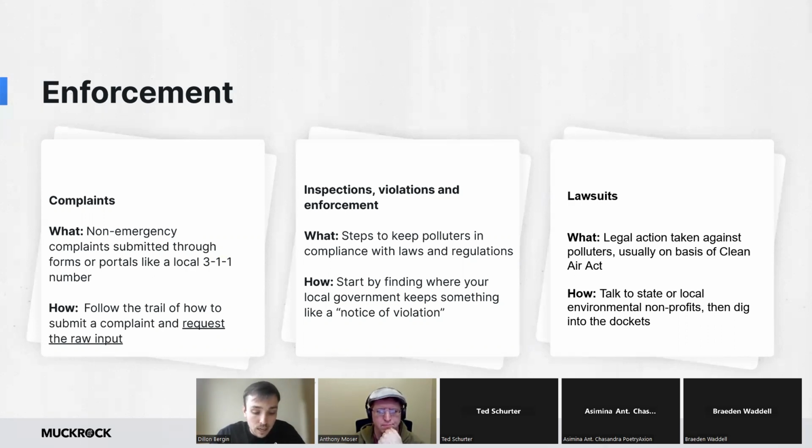If you do find a portal like that, or there's a number online and it describes how to file those types of complaints and what happens after, that's really useful because you can then follow that trail of what your local government says they're doing and what documents they'd be making at each step of the process, and then request the raw input. The link there to the raw input goes to 311 complaints I got from the city of Chicago.